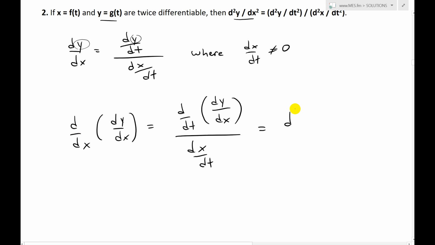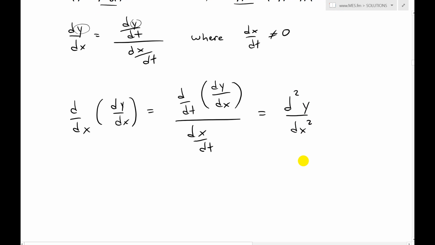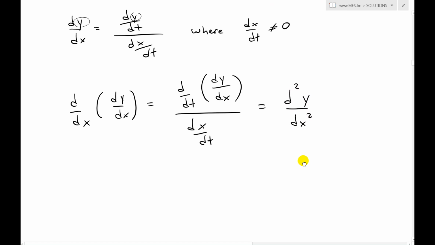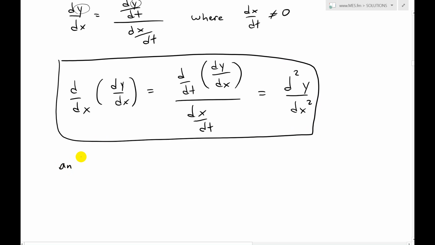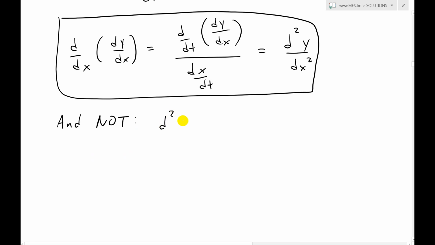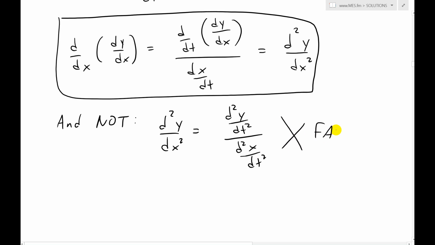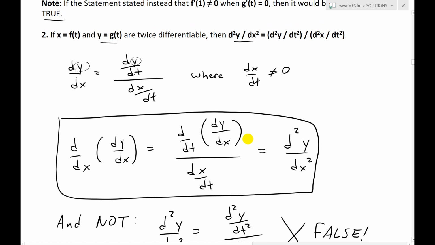So that's the second derivative, d squared y over dx squared. This is Leibniz notation, I'll explain that in a bit. Basically, this is the derivative, and not just blindly putting a 2 randomly like this. So it's not d squared y over dx squared equal to the second derivative of y in terms of t divided by the second derivative of x in terms of t. So this is false. Yes, the statement is false, because the statement is saying that this was true.